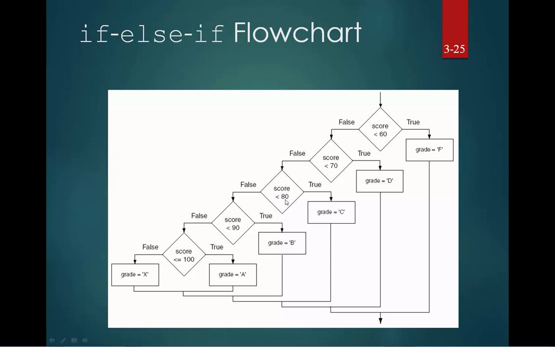Is score less than 80? If that's false, you do the next check. Is score less than 90? So you see that this allows you to skip over all of the other cases, all the other checks, by having an alternative here. But it also allows you to ask a number of questions. This also illustrates one situation where this kind of structure actually makes sense.